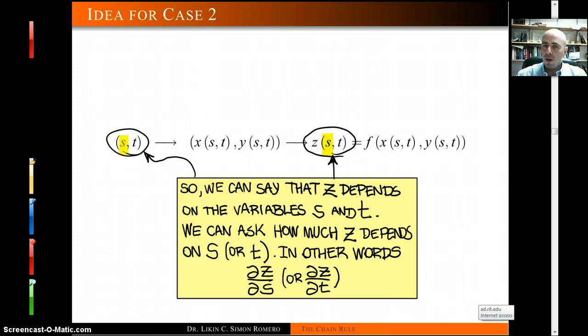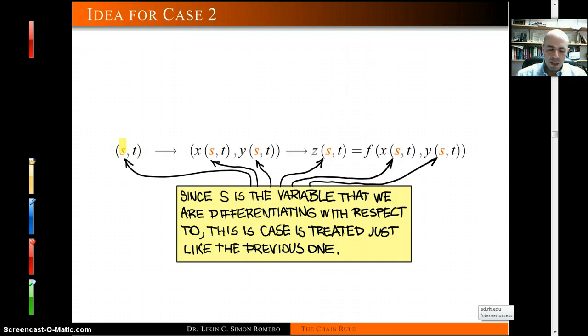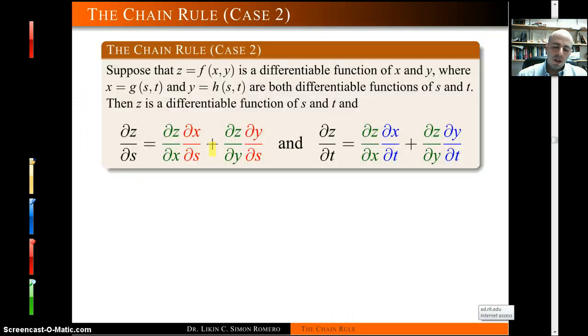So in other words, we're holding t constant. If we hold t constant, the only variable that we have here is just s. So how much c depends on s is how much c depends on x, how much c depends on y, and we compute how much x depends on s and how much y depends on s. Notice that this is just case 1, so pretty much case 2 is just doing case 1 twice. So let me just tell you what case 2 is.